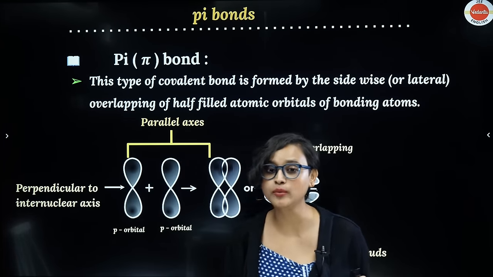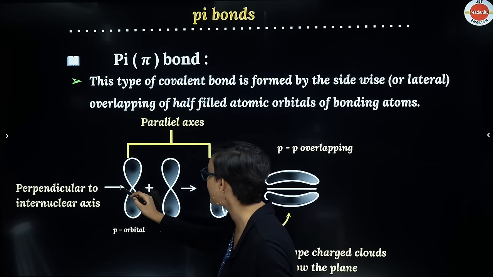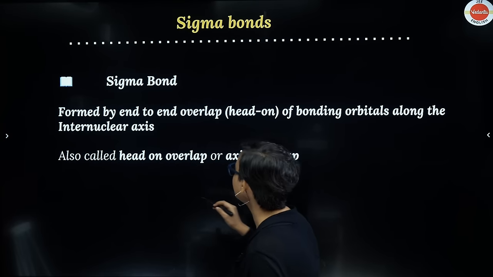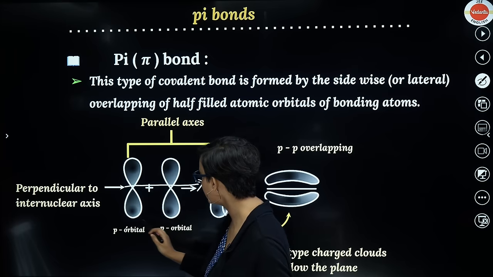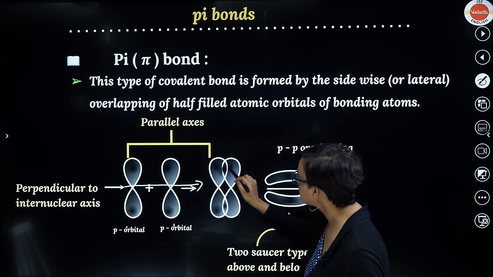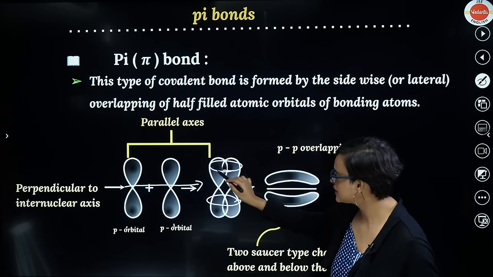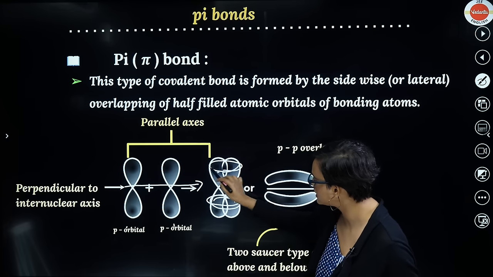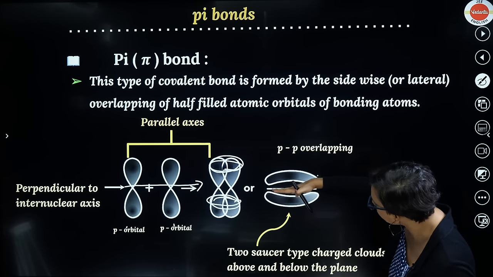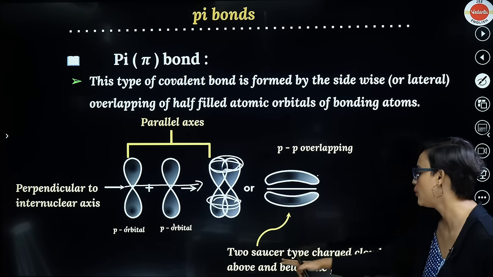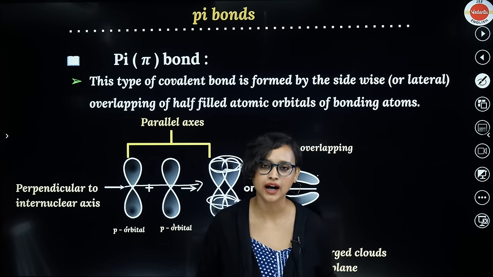This type of covalent bond is formed by sidewise or lateral overlapping. See how these are perpendicular to the internuclear axis. That means my axis is this. I have still taken the z-axis, but I have taken a px and a px, and when these two are overlapping, my electron will be right here. So can I just draw it like this? This is where I'm going to find my electron cloud. Overlapping is happening, so these are the places where I'll find my electron. So I can just draw it like two plates. If this is my axis, these are the two spaces where I can find the charged clouds. And that is your pi bond. Are you getting my point?